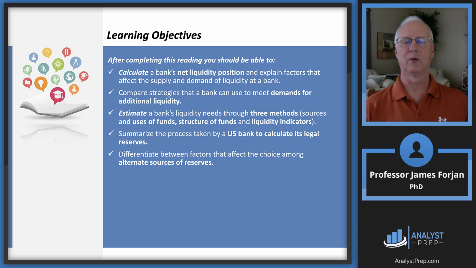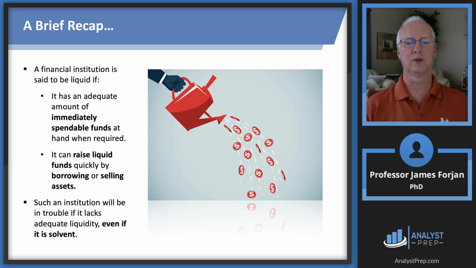But notice that first learning objective. I think this one's really important. The net liquidity position. And then we're going to have to explain some factors. Then we'll compare strategies. Then we'll look at 3 different methods, and we'll go ahead and look at a big box, and I'll show you how to estimate a bank's liquidity using those 3 methods. Then we'll talk about reserves. And then the last slide or two, we'll look at some factors that affect the choice between and among the alternate sources of reserves.